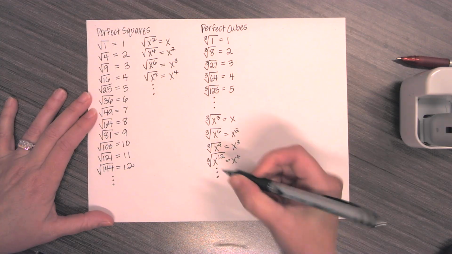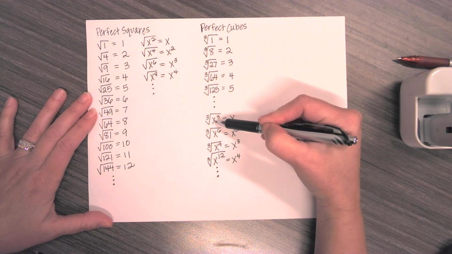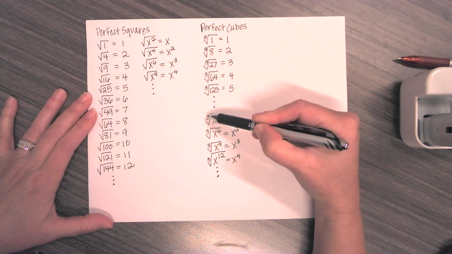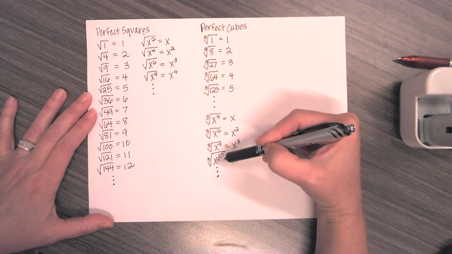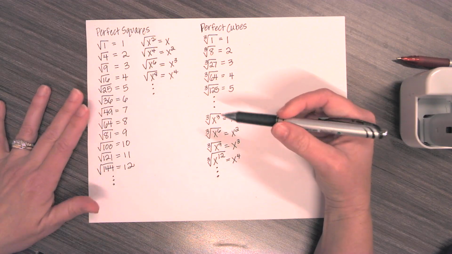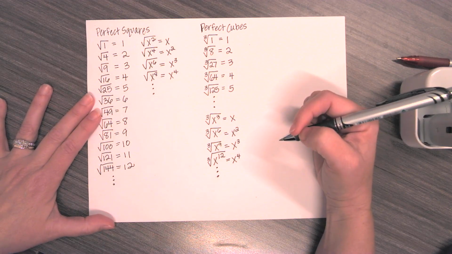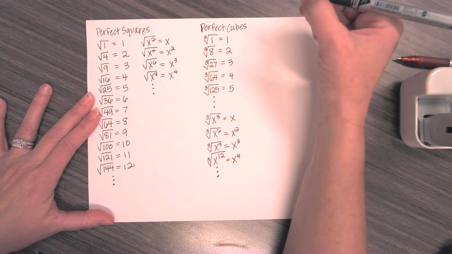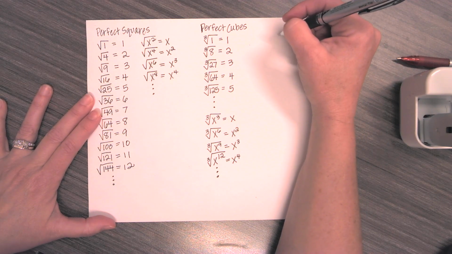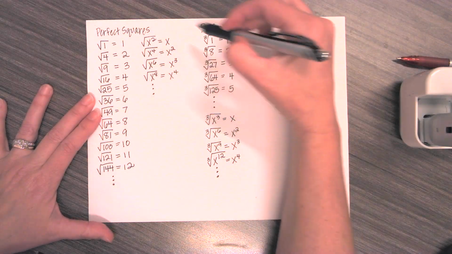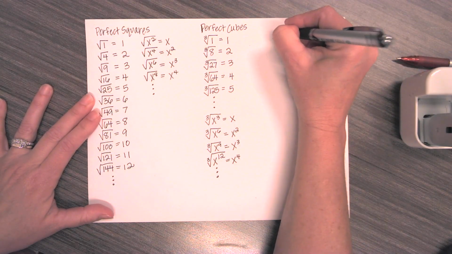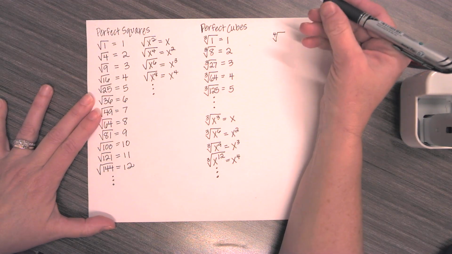Now, the pattern here is that any variable raised to a multiple of 3 will be a perfect cube. So the next one would be x to the 15th, and then x to the 18th, and so on. All right, we can also look at numbers that we can take the 4th root of. These don't have a special name like squares or cubes, but we can take the 4th root of some numbers.